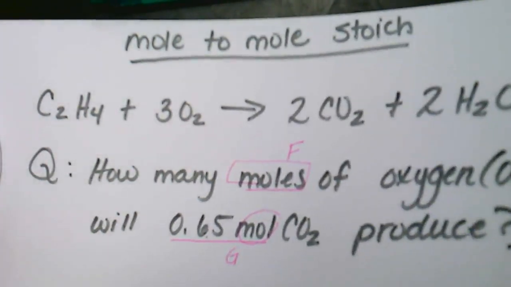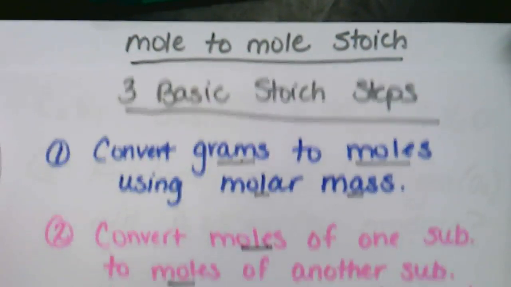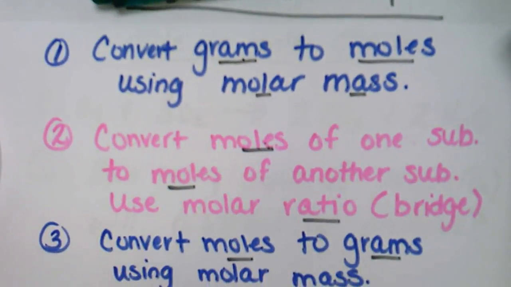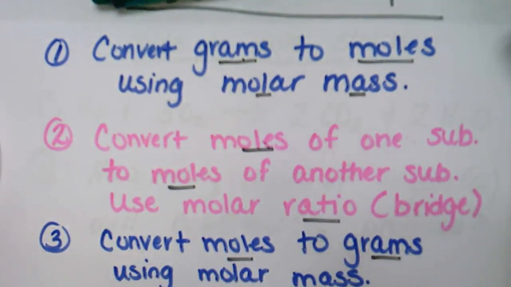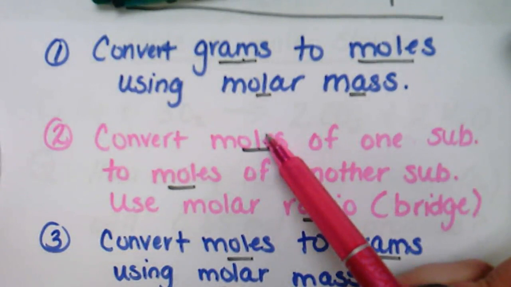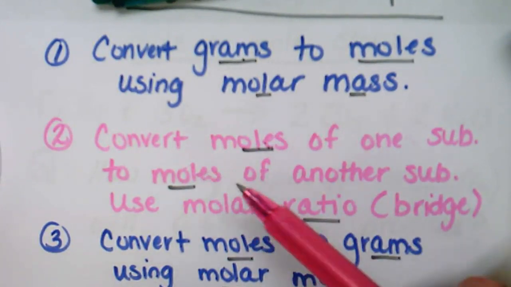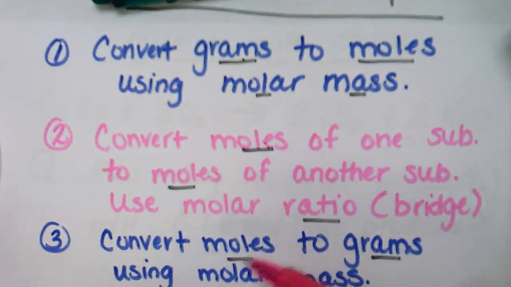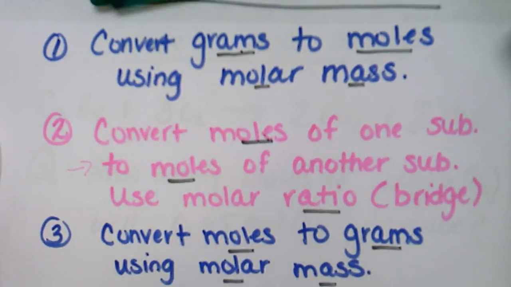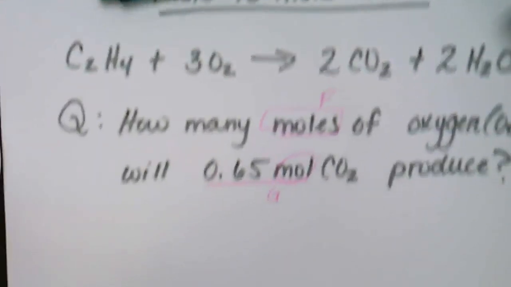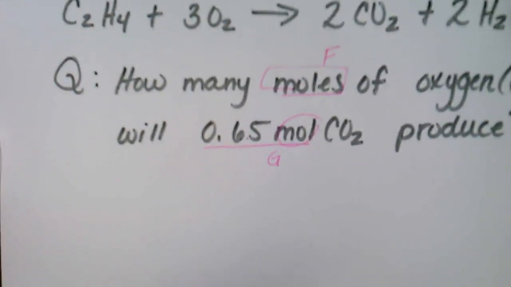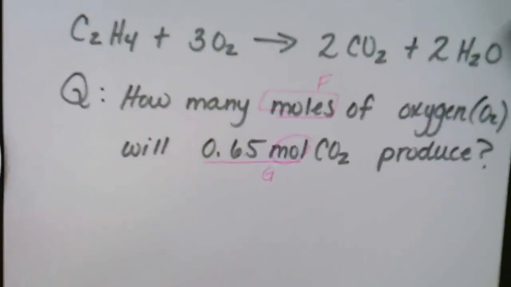So if we go back to our steps, our 3 basic stoichiometry steps, are we converting from grams to moles? No, we're not. It doesn't say anything about grams. Are we converting from moles of one to moles of another? Yes, we are. Are we converting from moles to grams? No, we're not. So in this case, this right here is the only step that we're going to need. So if we go back to this, then that'll help us figure out exactly what we need to do in order to solve this particular problem.